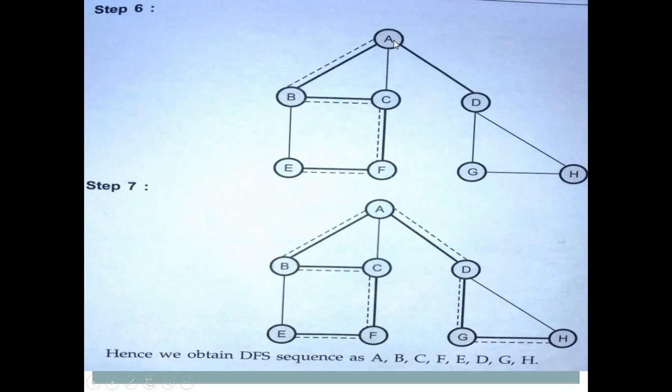From A, adjacent vertices are B, C and D. B and C are already visited, so we will go to D. From D we can know that our adjacent vertices are G and H. From both vertices we can select only one, so we will select G here. You can also select H, but we have selected G here. So from A to D and D to G. From G, adjacent vertices are D and H. D is already visited, so we will write H here.